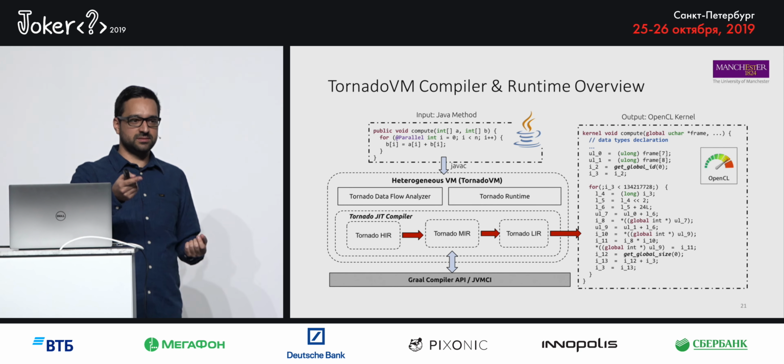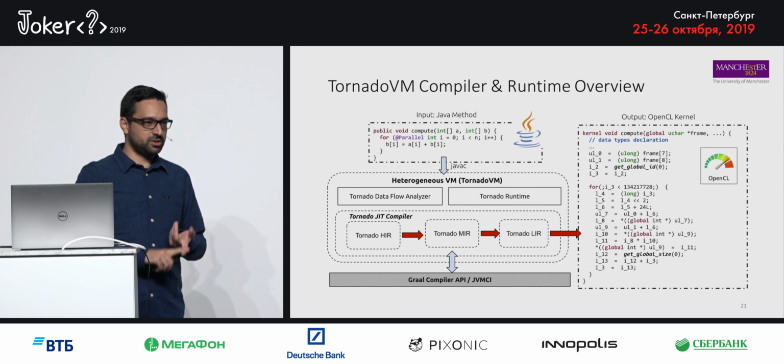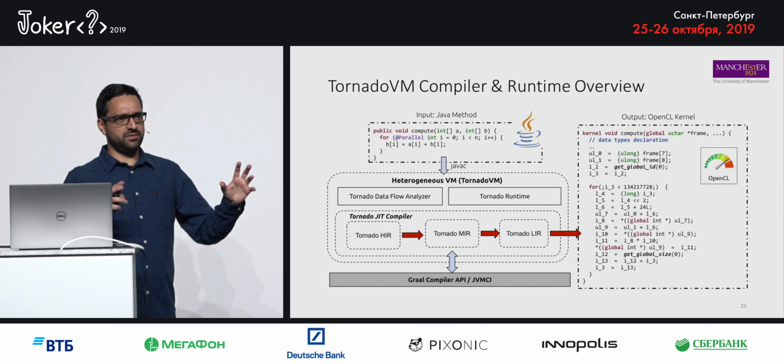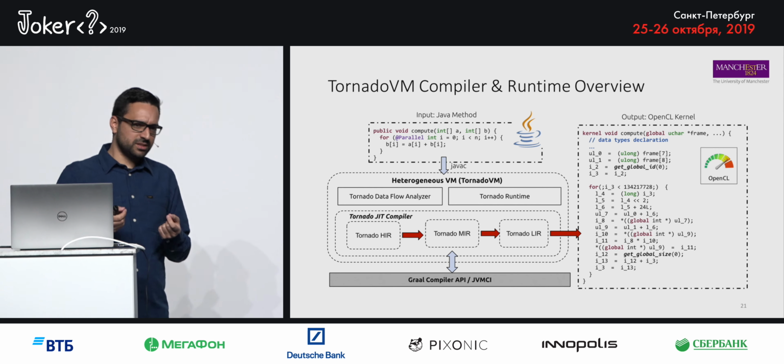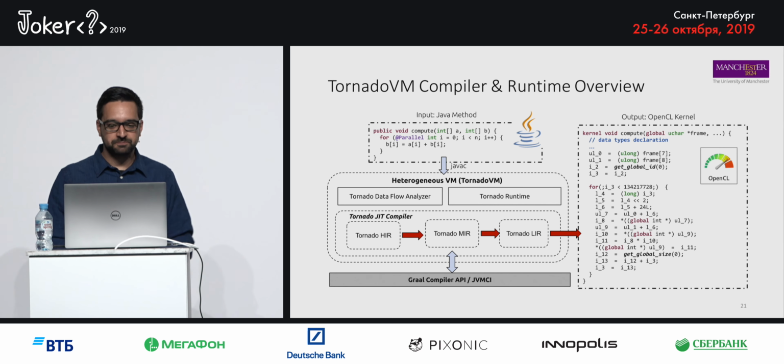Because with OpenCL, we can target CPU, GPU, FPGAs, and multi-core. We are also investigating a PTX backend. PTX is like LLVM for NVIDIA, which theoretically could give us a bit better performance, but only for NVIDIA.